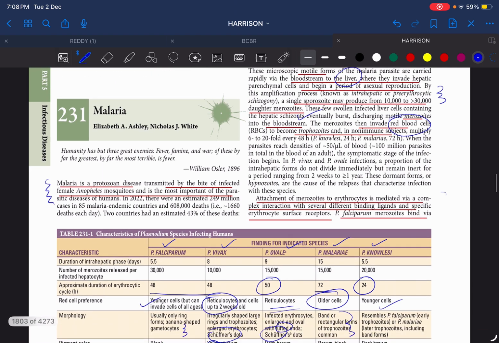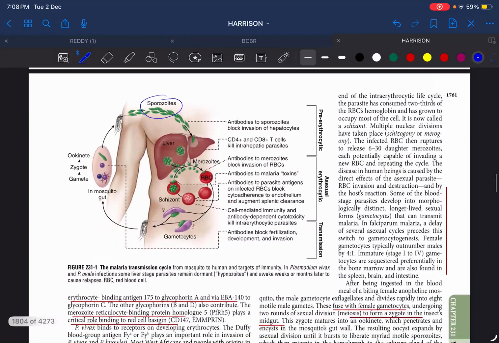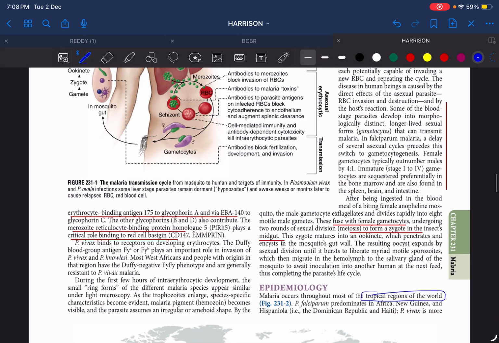Remember, the merozoite attaches to erythrocytes with the help of certain receptors, especially the receptor for Plasmodium falciparum, which is called erythrocyte binding antigen 175 or glycophorin A. There is another product, that is merozoite reticulocyte binding protein homolog 5, that also plays a critical role in binding to red cell basigin.